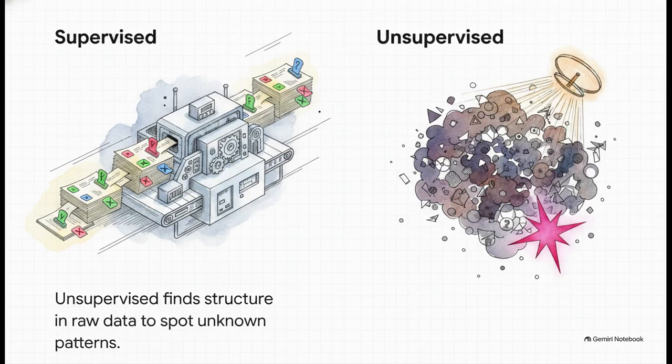Unsupervised learning, on the flip side, is given raw, unlabeled data and told, hey, go find the structure yourself. It spots outliers completely on its own. It functions a lot like a network intrusion detection system that simply monitors traffic and flags unusual patterns, without even knowing what normal was defined as beforehand.